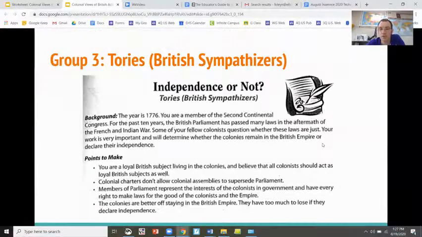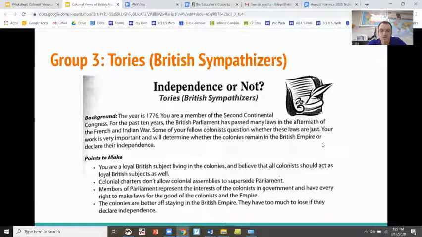Now, group three are the Tories, or the British sympathizers. These are people that live in the colonies, but they're okay with the British being in control. A lot of times they may work with the British through trade in different ways, and so they basically support the British. So points that you're going to want to make if you're in this group. Number one, you're a loyal British subject. You believe that all colonists should act loyal to Britain. Britain is in control. The British king is your ruler, and so you feel that we need to follow the rules because that's our government.